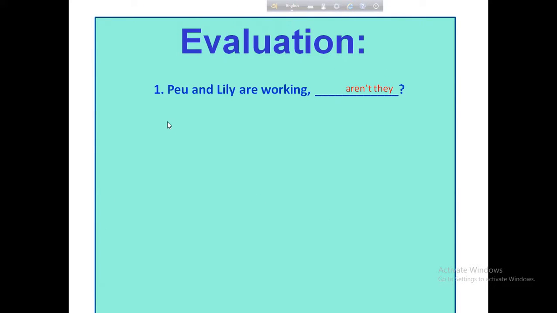Another evaluation. Pio and Lily are working. So how many subjects here? Here are 2 persons. So for this reason the subject will be they and the auxiliary verb is are. Statement affirmative, tag negative, aren't they?